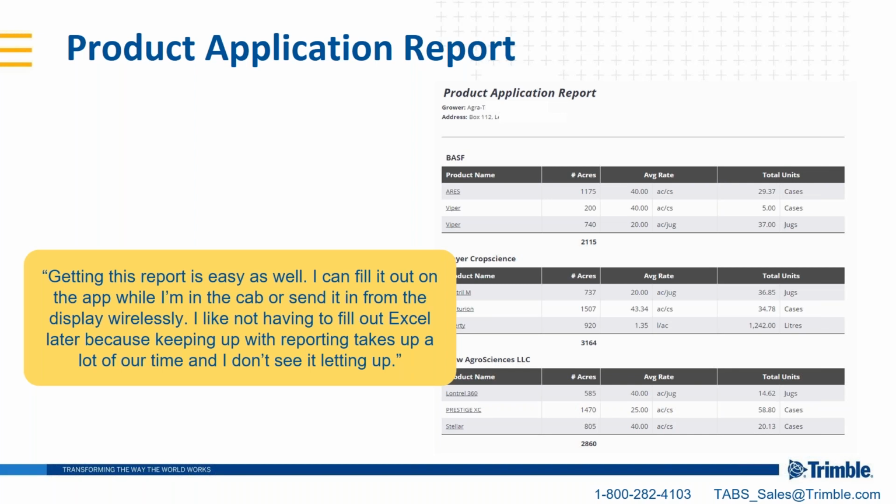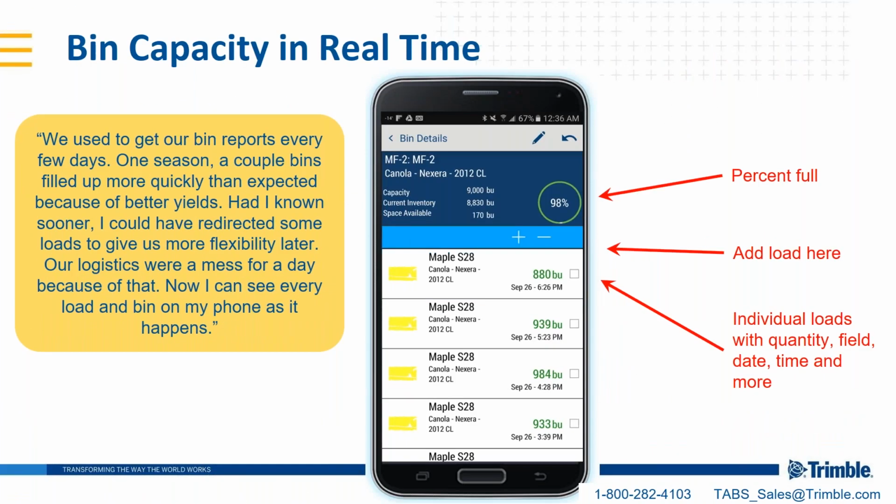Okay, so now that we've seen some reports, let's see a couple of things of the mobile app and what it can do. This is bin capacity. So what we're looking at is a screenshot of a mobile app. It's a demo account that we have. Up here at the top, we have MF-2, and that's the name of the bin. Then we have the crop, canola, the capacity of the bin, the current inventory of the bin at 8830, the space available at 170 bushels. We have a nice quick reference that we're 98% full.